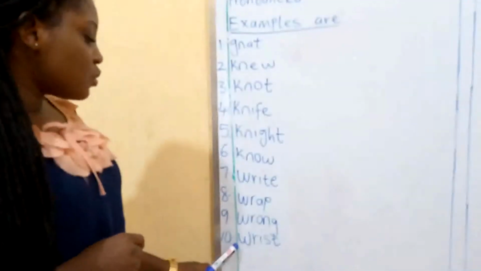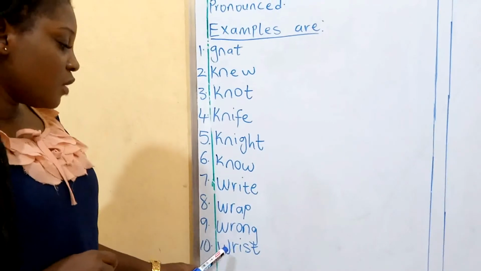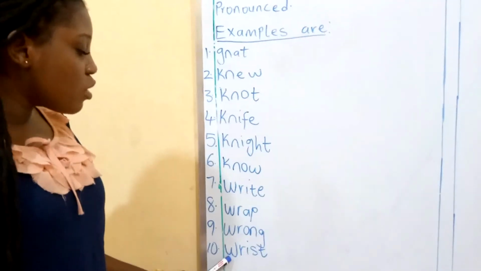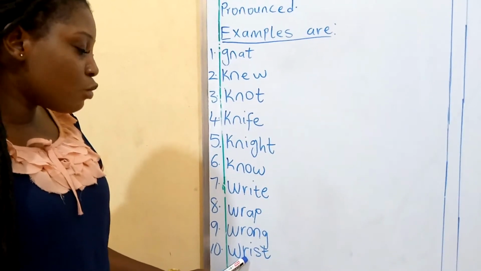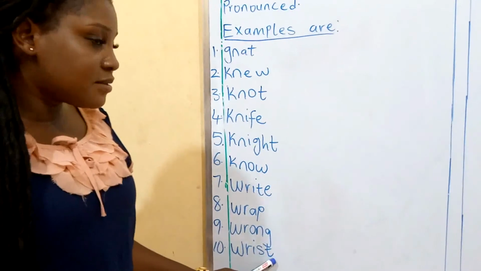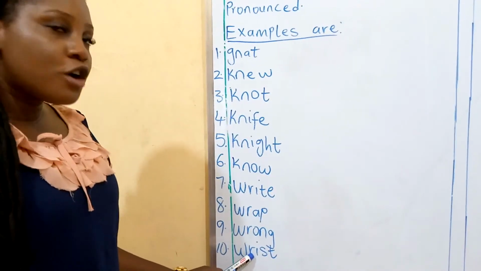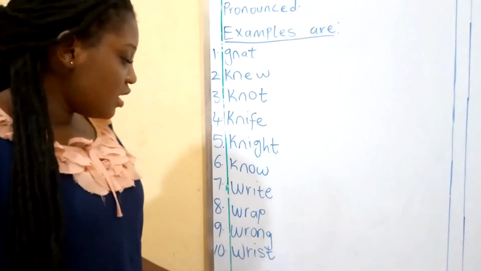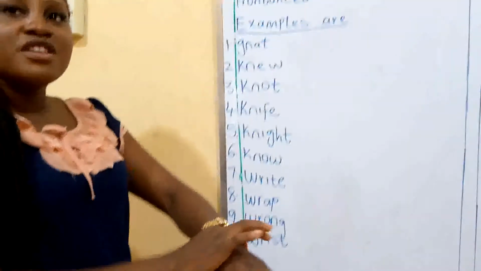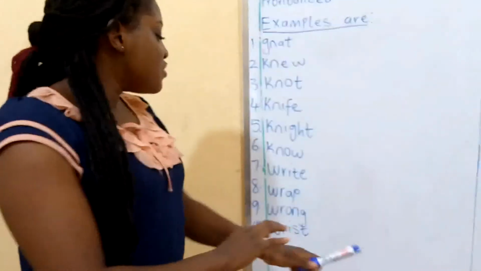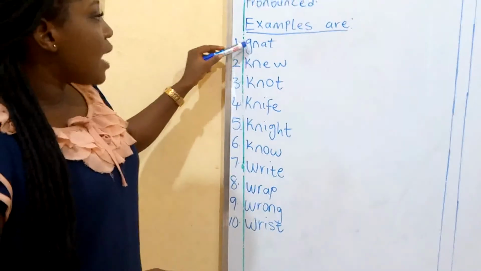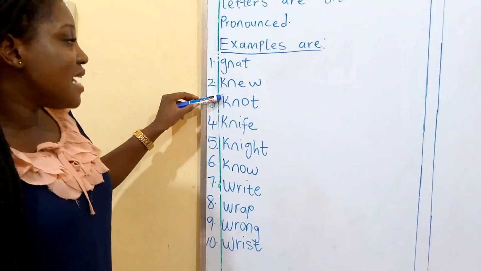So now the last one, number 10. What's this? Will we sound the first letter? No, we will not. We will start from the second one, which is what? So this is east. So it gives us what? Wrist. Beautiful.